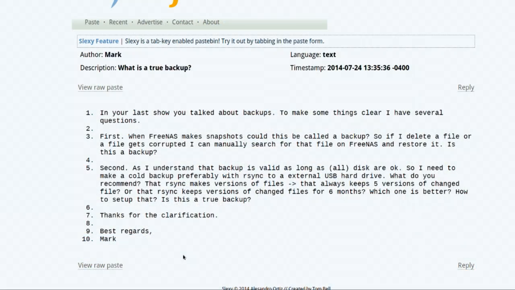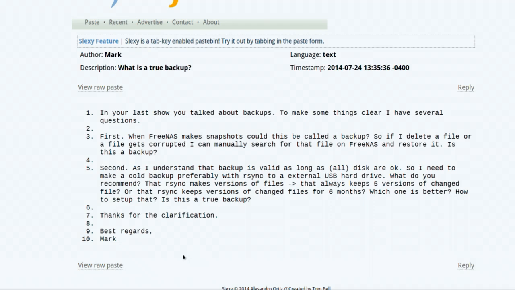Mark writes in about what really makes a true backup. He says, in your last show, you talked about backups. To make some things clear, I have several questions. First, when FreeNAS makes a snapshot, could this be called a backup? So if I delete a file or a file gets corrupted, I can manually search for that file on FreeNAS and then restore it. Is this considered a backup?